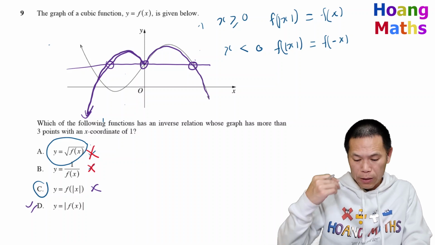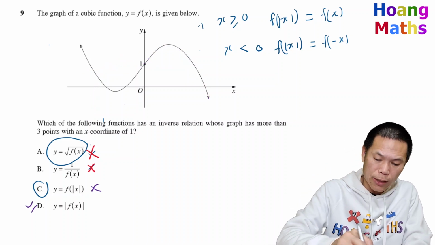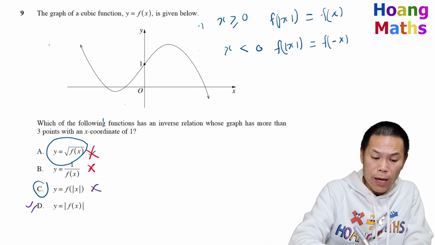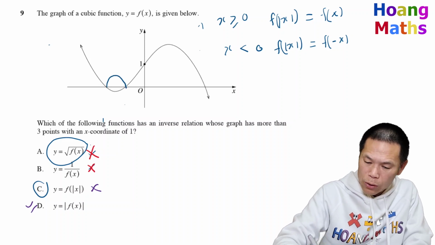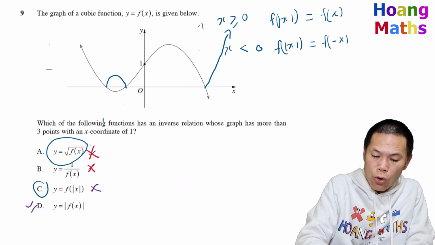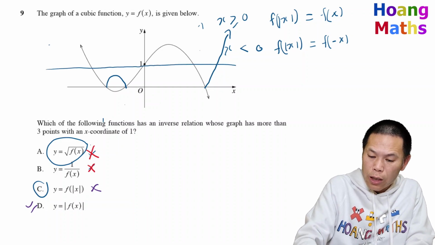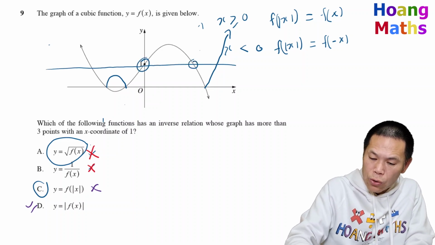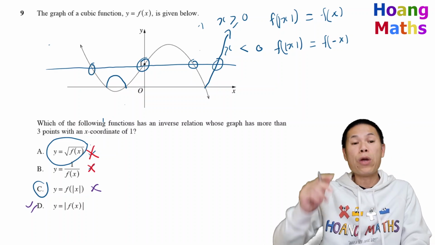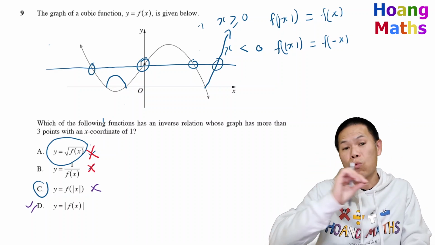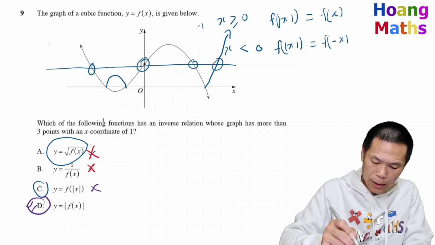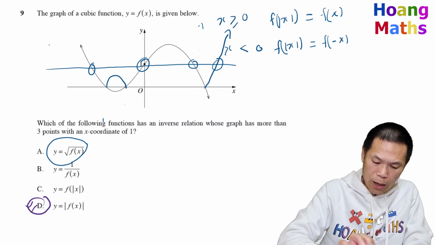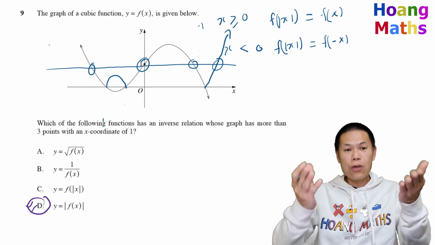Now, for the purpose of our understanding, let's sketch it. With absolute value functions, this becomes positive, and this one becomes positive, like that. If we draw a line across, we hit 1, 2, 3, 4. So we have 4 x values for y equal to 1. So that's the answer, D. There you go.